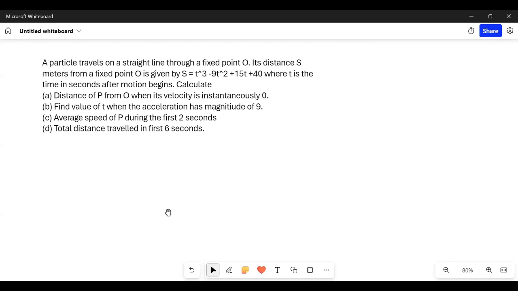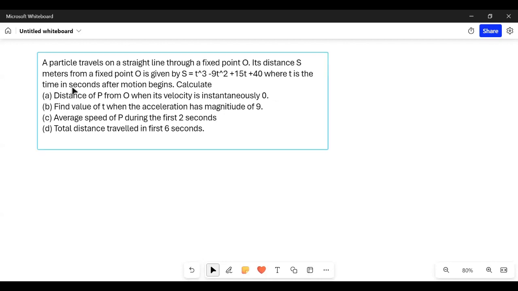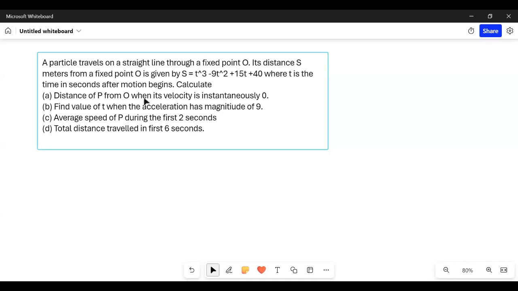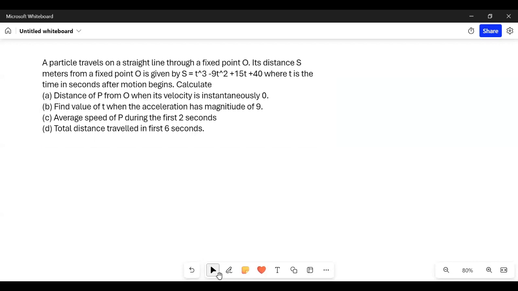A particle travels on a straight line through a fixed point O. Its distance s meters from a fixed point is given by s equals t cubed minus 9t squared plus 15t plus 40, where t is the time in seconds after the motion begins. Calculate the distance of P from O when its velocity is instantaneously zero.